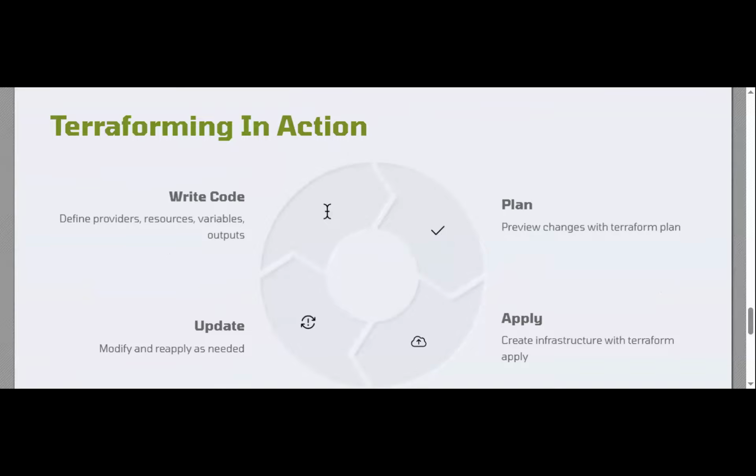Terraform in action. So the first thing we have to do is define what the providers, resources, variables, and outputs are. We define all the four. That's the first one. Second one is plan.